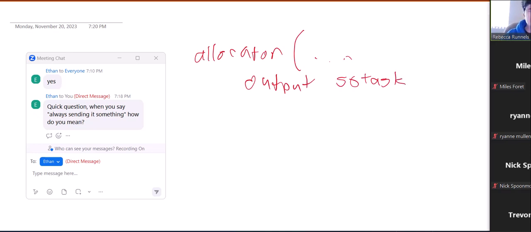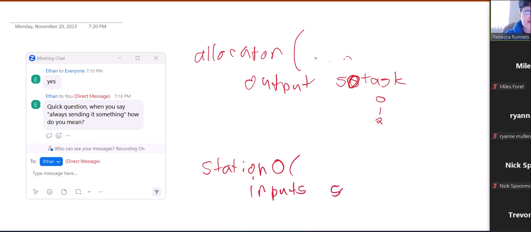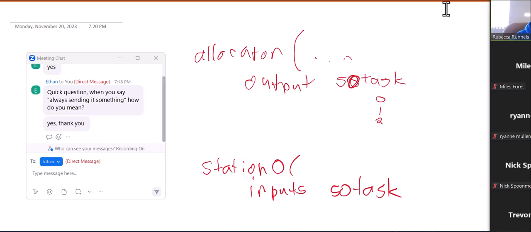Okay, so the allocator is going to look at the inputs, and it will come up with this output for S0 task, and S0 task could be 0, 1, or 2. And then I'm going to have a station 0, and one of its inputs is going to be S0 task. And so the output for the allocator becomes the input for station 0, and that's what I mean by sending it something. So was that the question you were asking, Ethan? Yeah, okay, good.